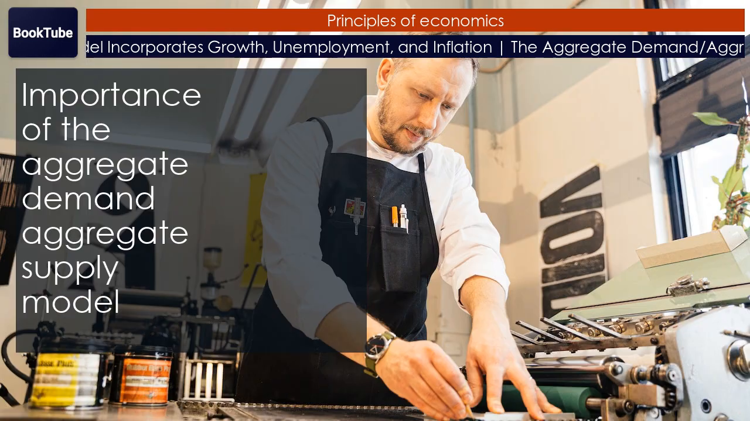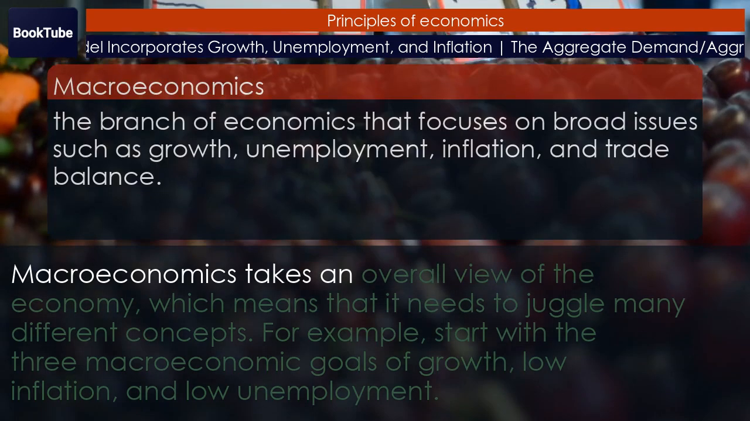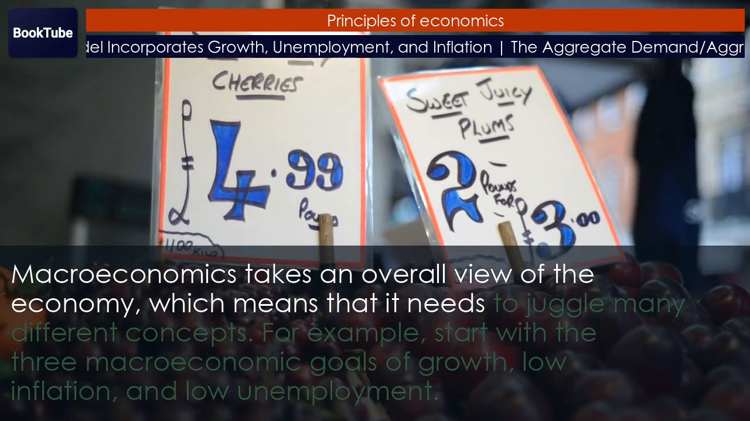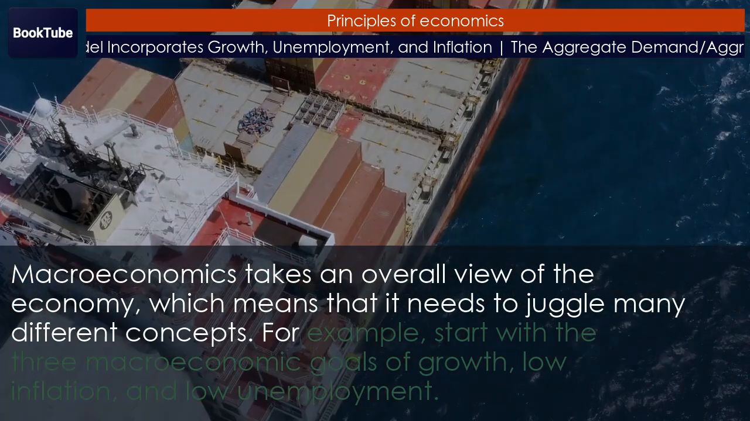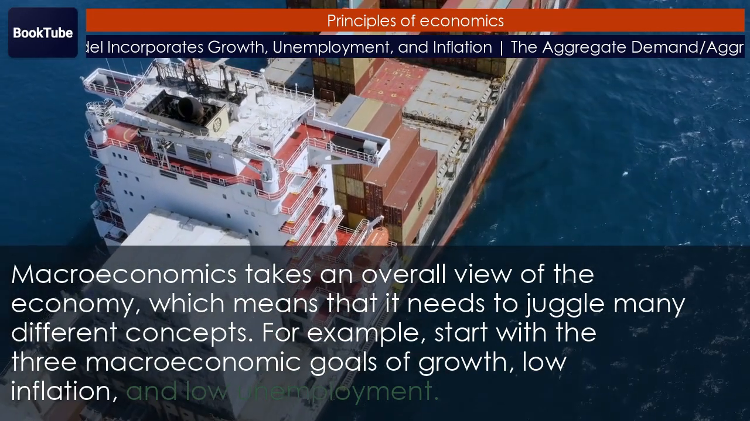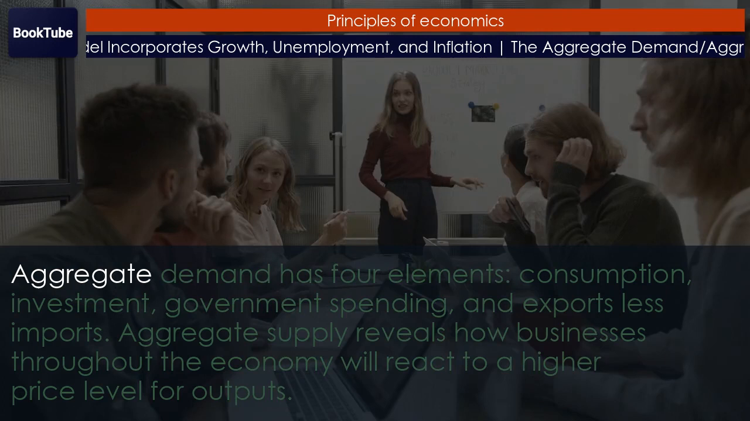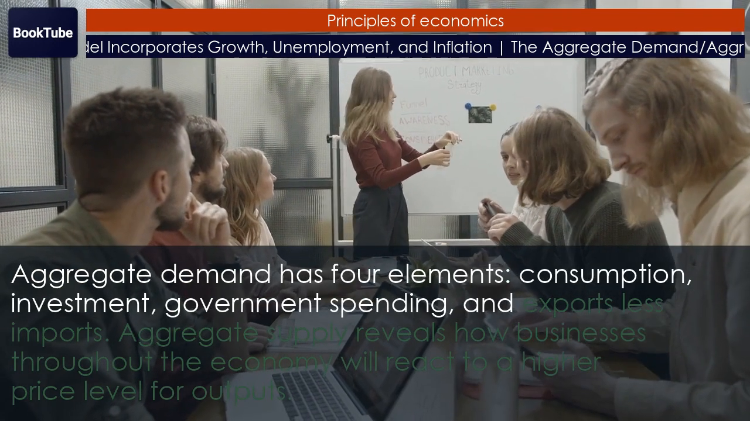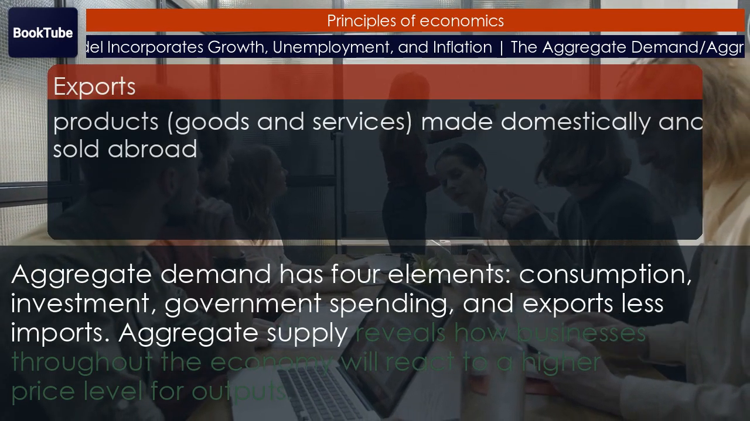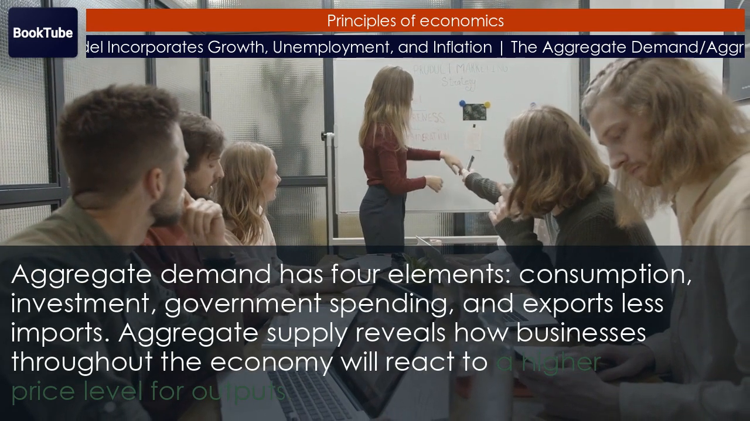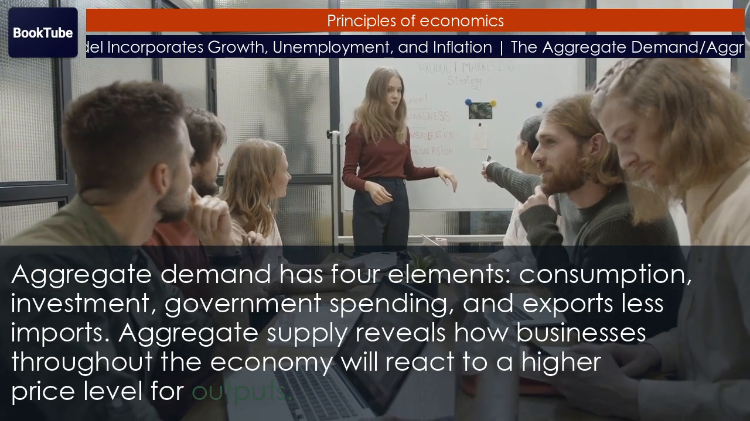Importance of the aggregate demand, aggregate supply model. Macroeconomics takes an overall view of the economy, which means that it needs to juggle many different concepts. For example, start with the three macroeconomic goals of growth, low inflation, and low unemployment. Aggregate demand has four elements: consumption, investment, government spending, and exports less imports. Aggregate supply reveals how businesses throughout the economy will react to a higher price level for outputs.